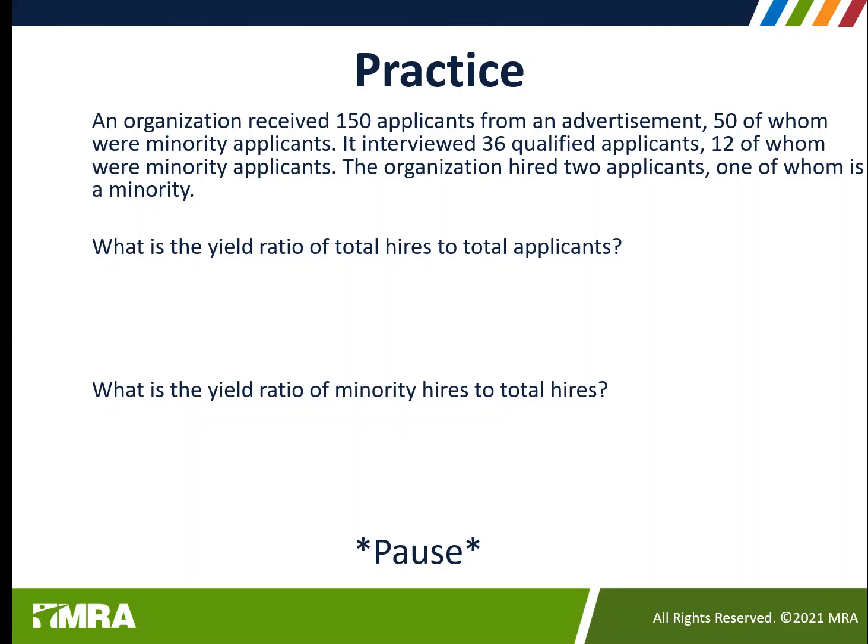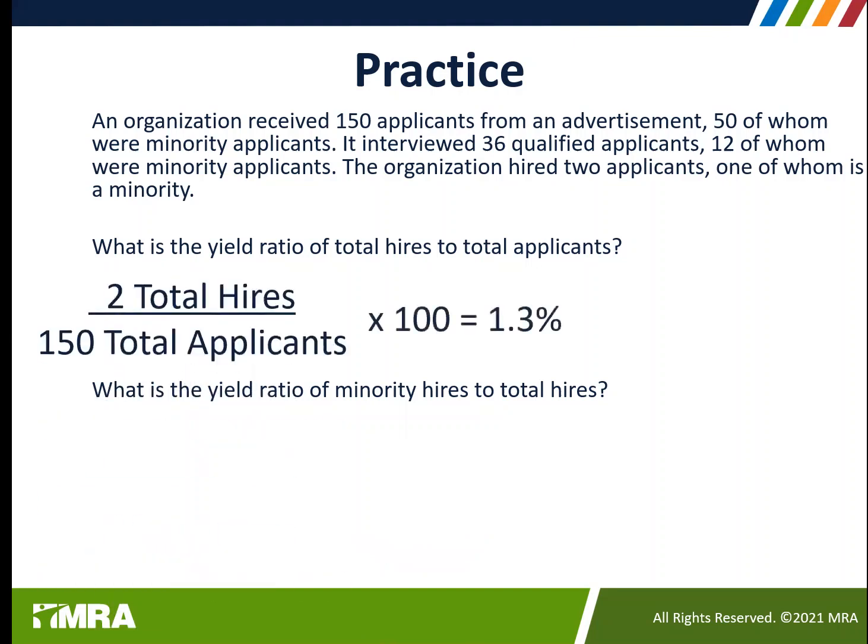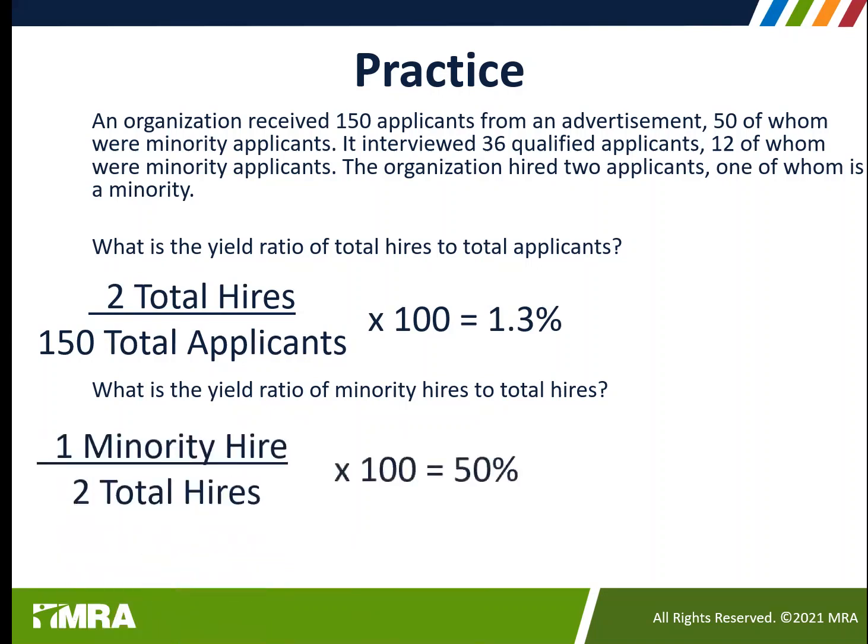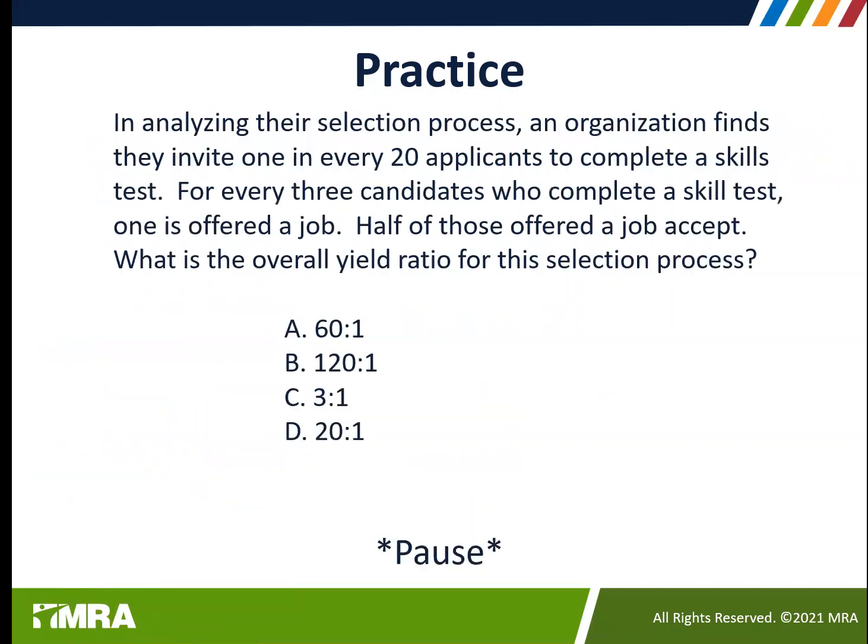Okay, let's see how you did. The yield ratio of total hires to total applicants would be calculated as 2 total hires divided by 150 total applicants multiplied by 100, which yields 1.3%. The yield ratio of minority hires to total hires would be calculated as 1 minority hire divided by 2 total hires multiplied by 100, which yields 50%. Great job. Let's try one more.